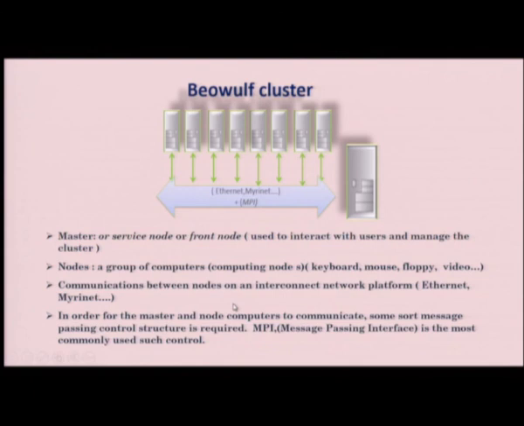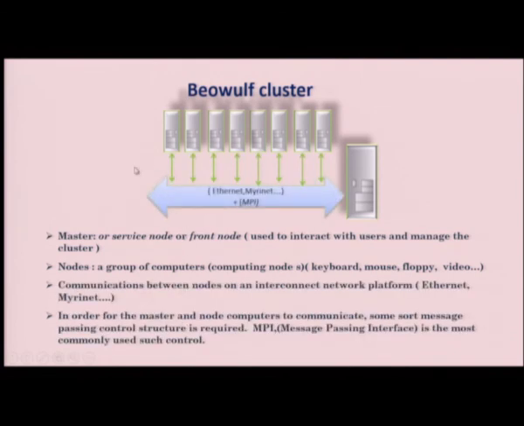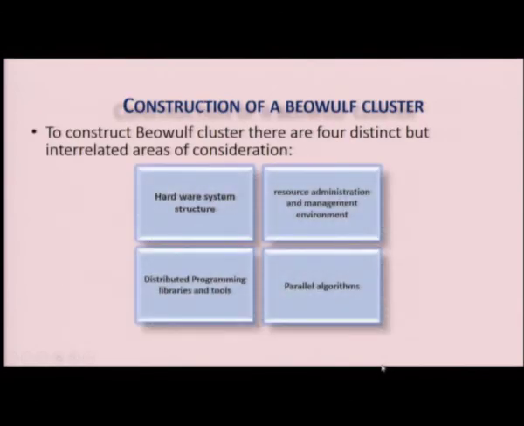The machines will start walking into the cluster, 1 machine, 2 machine, 3 machine, and the services are expected to factor. Initially there was only 1, now it is 2, then it is 3, then it is 4, 5, 6, 7, and master nodes are ready. Then there is a communication channel. In order for the master and node computers to communicate, some sort of message passing control structure, MPI, message passing interface, is most commonly used for such controls. We can construct it using hardware system structure, resource administration and management, distributed programming libraries and tools, parallel algorithms.